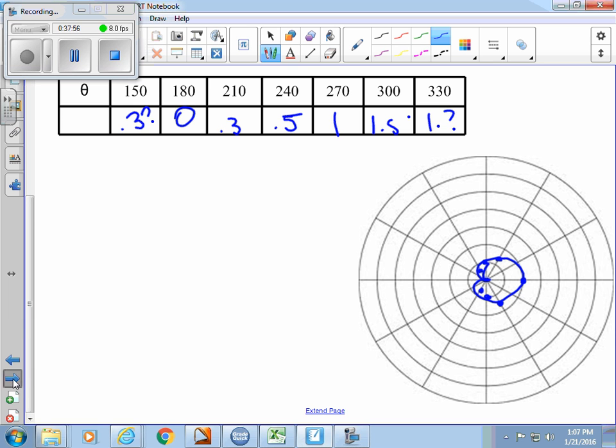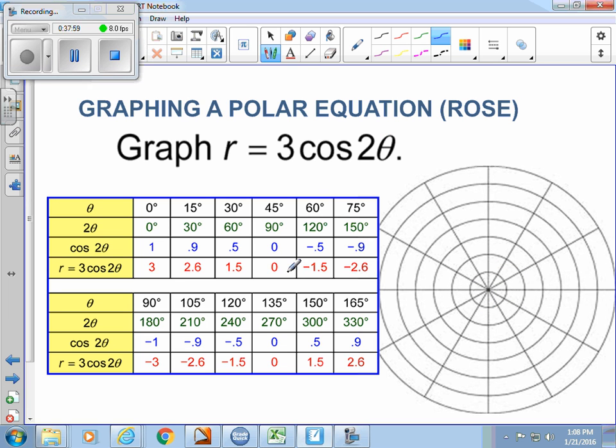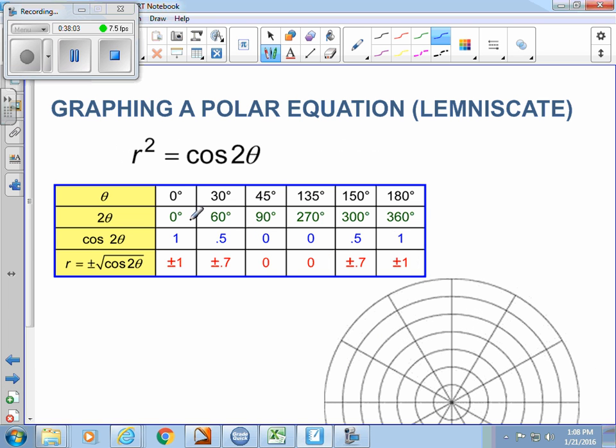Now, we could do the same thing with this one. We'd get a rose. We could do the same thing with this one. We would get a lemniscate. Notice on this one, my table skips a lot of values. The reason it does that is cosine is negative in a lot of those places. And if cosine is negative, can you get R? No, it wouldn't work. It'd be undefined. And so it truly is just not defined at those points. Lemniscate, it looks like an infinity symbol.